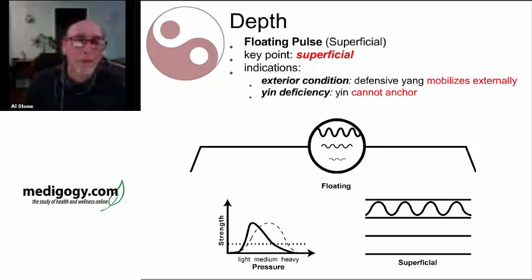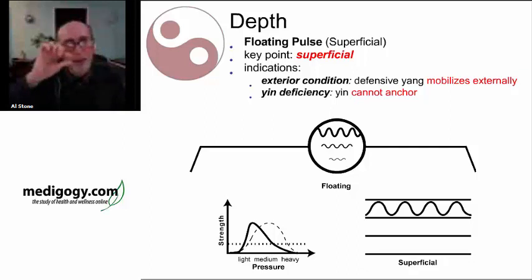And so just remember, by superficial, I'm referring to when you touch lightly, you feel it there, and as you press harder, it goes away. You feel it lightly, and as you press harder, it goes away. So that means that the main energy of the pulse is located most superficially.